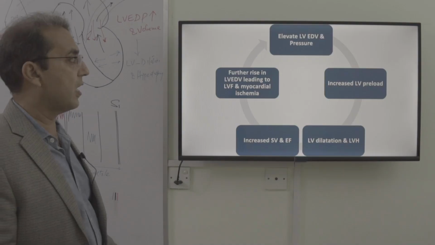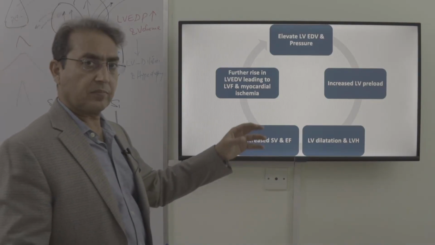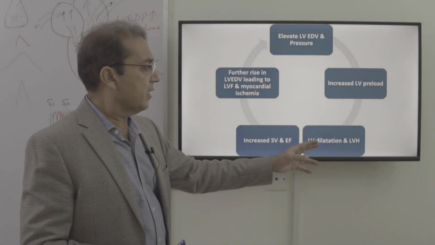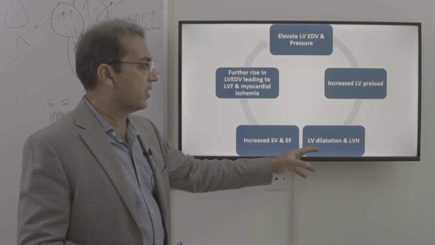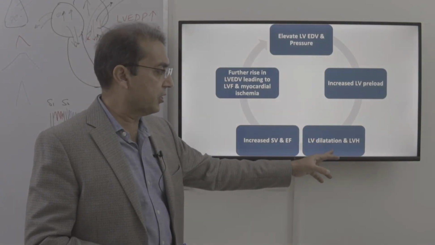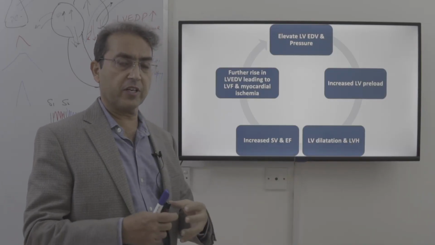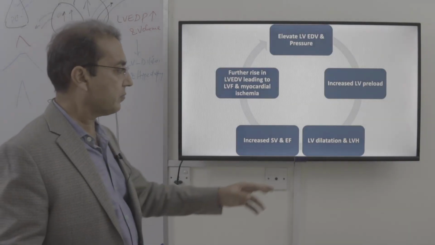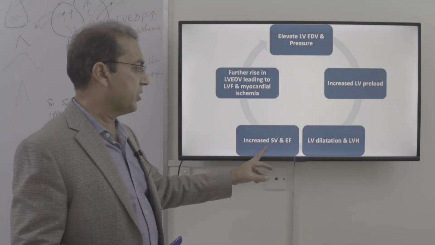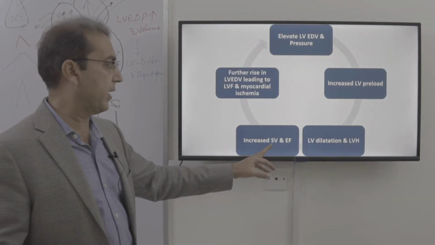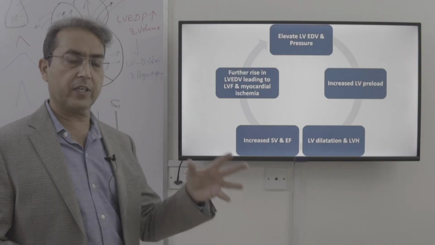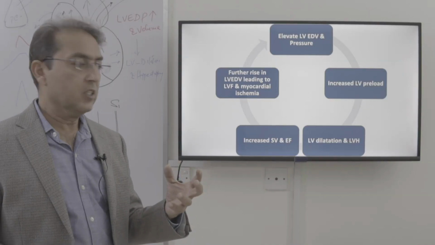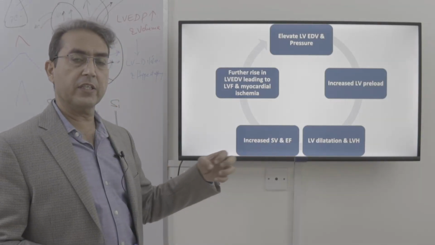Now, when there is an increase in end diastolic volume, there is increased LV preload. So there is a high LV preload that results in increased force of contraction. Now this ultimately, after a long time, results in left ventricular dilatation and left ventricular hypertrophy. The left ventricle starts increasing in diameter and the muscle also starts hypertrophying. As a consequence, the patient has increased stroke volume and increased ejection fraction. That is, when they contract, the left ventricle ejects more blood. So the stroke volume increases. Similarly, the ejection fraction.